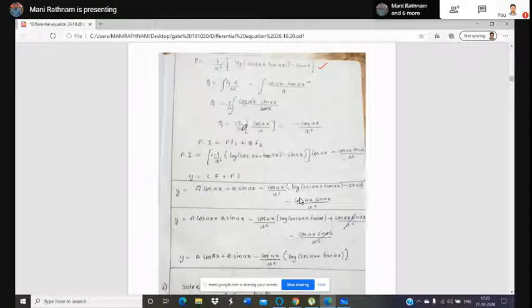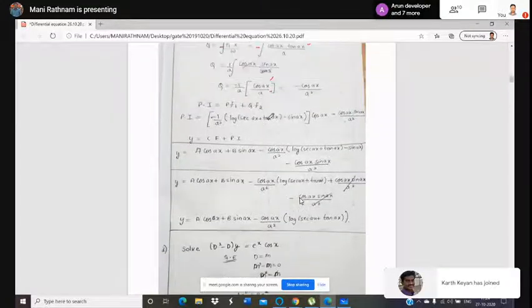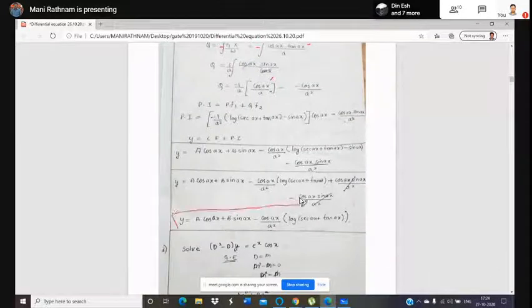So 1 by a, and the formula is minus f1 integration of x by f2. So minus sin ax integration, sin is nothing but cos ax by a, so minus cos ax by a square. So finally capital Pi equals P f1 plus Q f2. Substitute all the values, P f1 plus Q f2, and this is y equal to Cf plus Pi. Sometimes after adding P f1 plus Q f2, some terms will be cancelled, and this is the final solution.